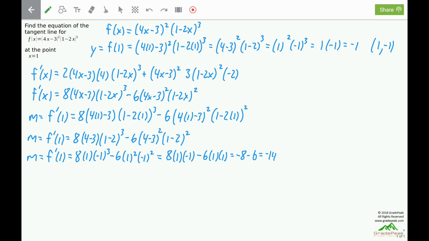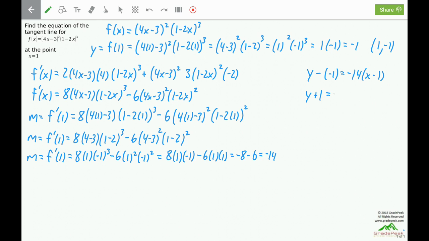So there's our slope. We have a point, we have a slope. We can set up the equation of the tangent line using the point-slope formula. It's going to be y minus the y-coordinate of the point, that's a -1 from up here, equals the slope, which is -14, times x minus the x-coordinate from up here, that's a 1. We're going to want to solve for y. That'll be called the slope-intercept form once you solve for it.